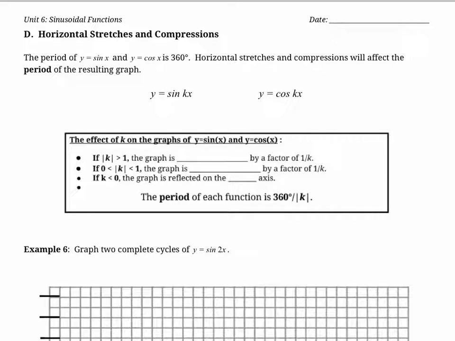Let's take a look at the effect of k on the sinusoidal graphs of sine and cos. So we know that k is going to affect a horizontal stretch or a horizontal compression of our graph. Therefore, it's going to affect the period of the graph. And we know that generally for sine and cos, a curve that has not been transformed has a period of 360. And so a horizontal stretch or compression, which is k, is going to directly affect the period.